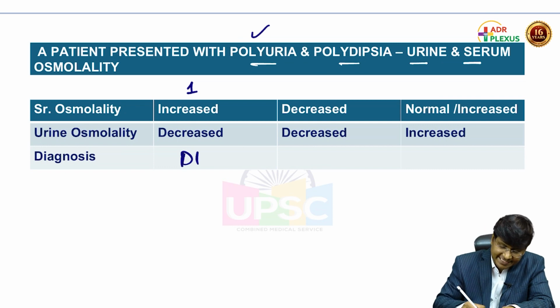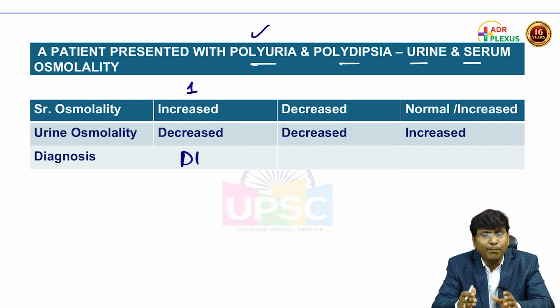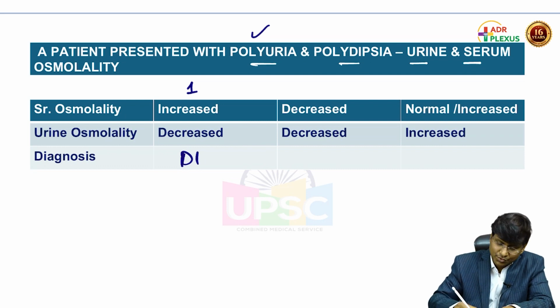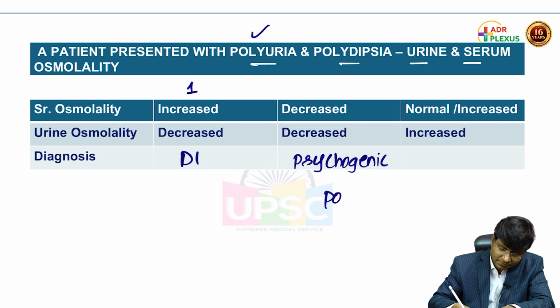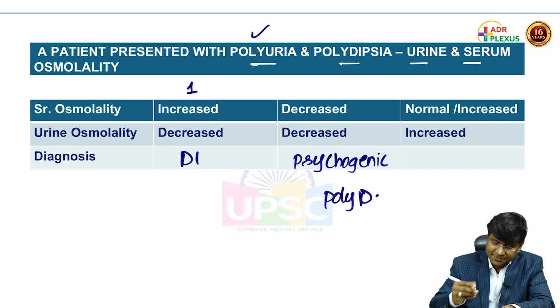And you take the second scenario. In the second scenario, both are reduced. Urine osmolality and serum osmolality, both of them are decreased, right? That you see in psychogenic polydipsia, right? That you observe in psychogenic polydipsia.